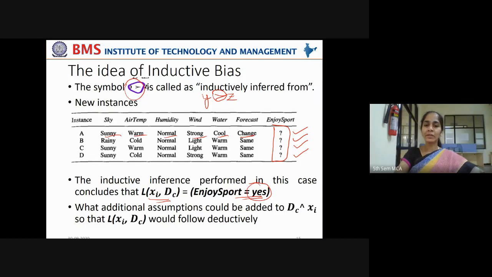Now, what additional assumptions could be added to this training example and this new instance so that this will follow deductively? It means that by making some assumptions, we are able to perform some inductive learning. By taking some assumptions and training examples, we are able to predict something, we are able to infer something. Now, is the other way correct? Can we say that all these assumptions made are okay for this particular inductive learning?